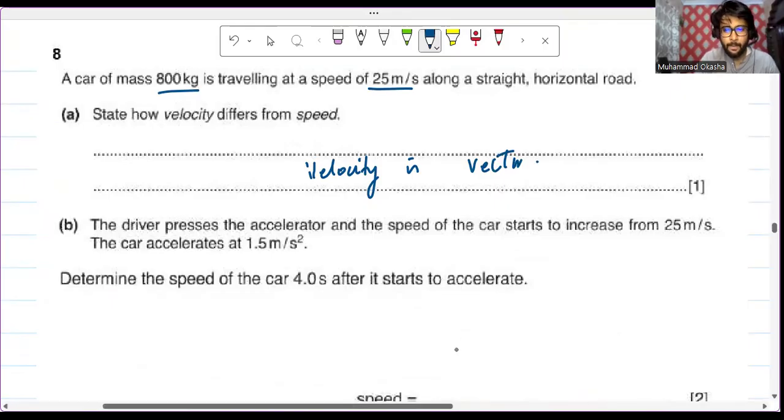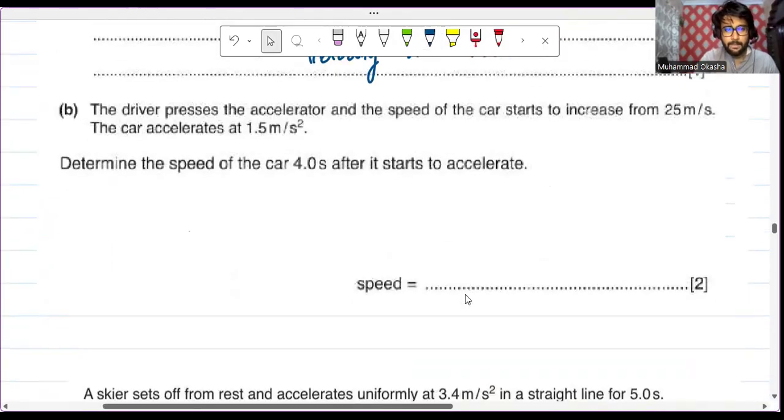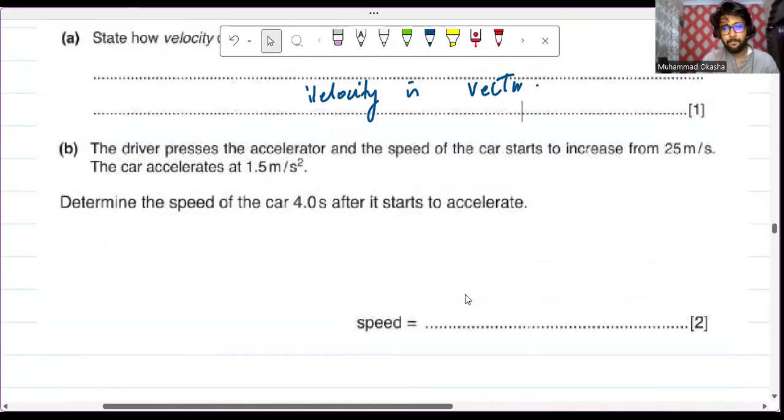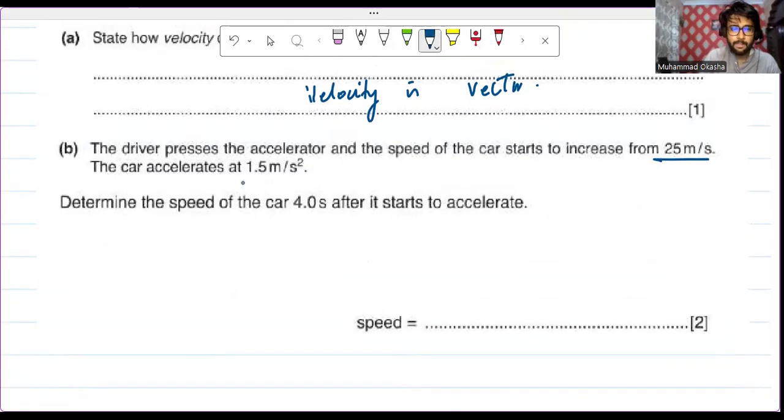That's enough. A driver presses the accelerator and the speed of the car starts to increase from 25 meters per second. So from 25 meters per second, which means the initial speed was 25. The car accelerates at 1.5, so acceleration is 1.5. Time taken was 4 seconds. Determine the speed of the car after, which means we're looking for the final velocity, right?